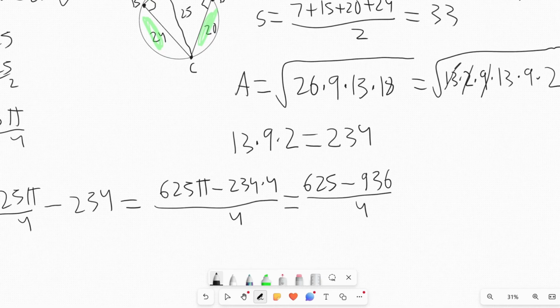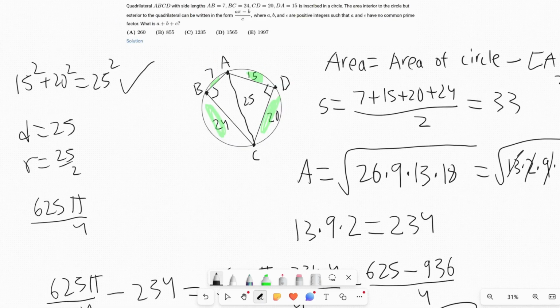So if we sum up these values, it's 940 plus 625, and we get 1565, or option choice D. And we're done.